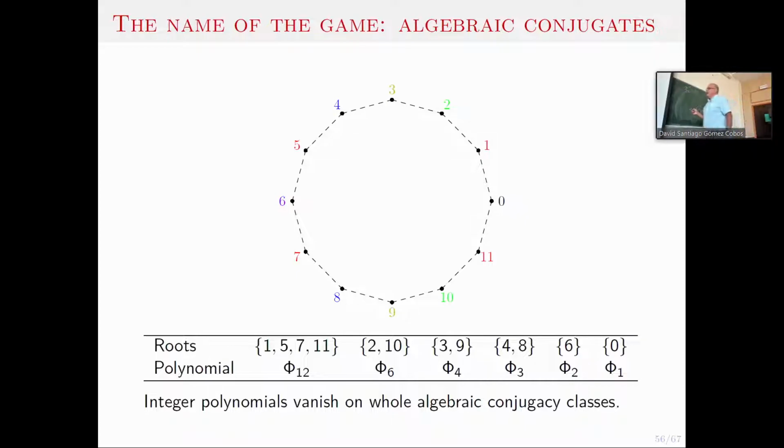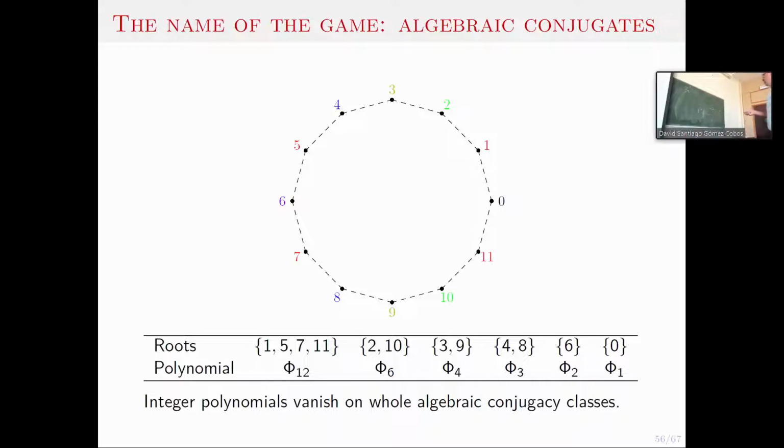What does it mean? For instance, let's take this one: 1, 5, 7, 11. So this point, this, and that, which happen to be the vertices of a rectangle, they are algebraic conjugates. What do algebraic conjugates do? They behave like one as far as integer polynomials are concerned. If an integer polynomial vanishes on one of them, it vanishes on all of them. They move as a block.